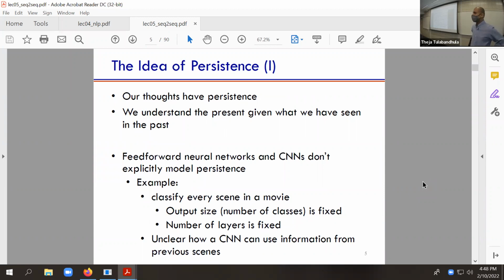So the extreme starting point is the idea of persistence. You need context to make the current prediction. Feed-forward neural networks and CNNs, at least if you use them in the straightforward manner, the way we have defined them in the previous lectures, don't model persistence, because they have an input, let's say an image, and they predict the class based on that. It's not that you have explicitly passed the previous image or the previous 3 images. So in that sense, there's no persistence.